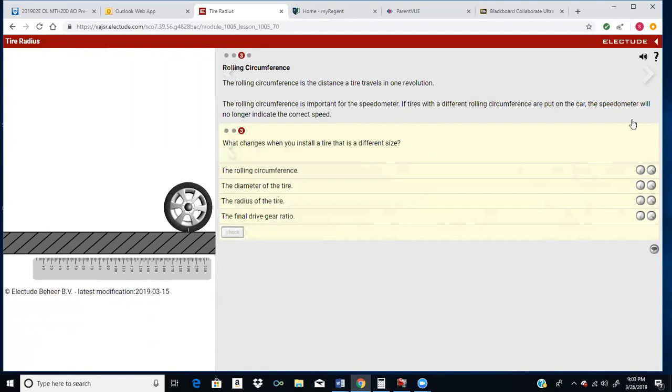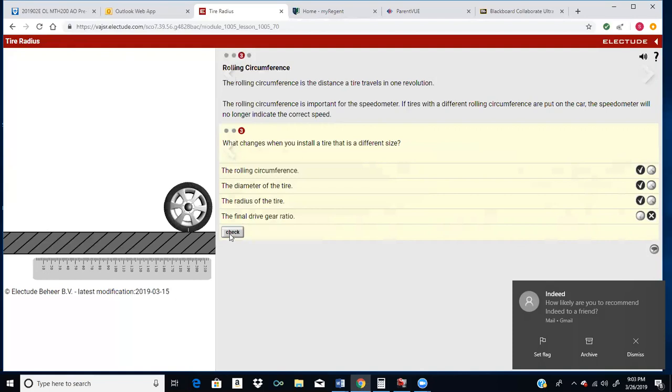And I don't need to do that. Okay, so basically I just wanted to cover that. This one here says, what changes when you install a tire that is a different size. All right, so the rolling circumference changes, the diameter changes, the radius changes. So the final drive gear ratio, whatever that ratio is, will not be changed. So let's see if we are right. Good.